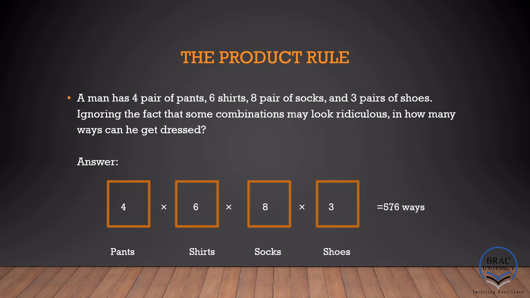Say for example you have a problem that says a man has 4 pairs of pants, 6 different shirts, 8 pairs of socks and 3 pairs of shoes. Ignoring the fact that some combinations may look ridiculous, in how many ways can he get dressed? So you have to think of separate ways, right?